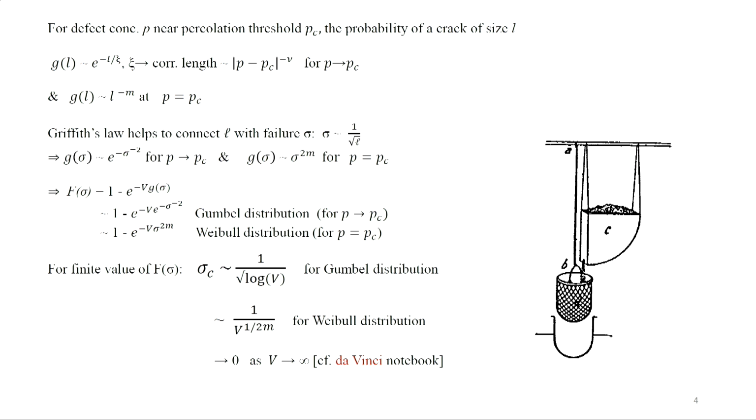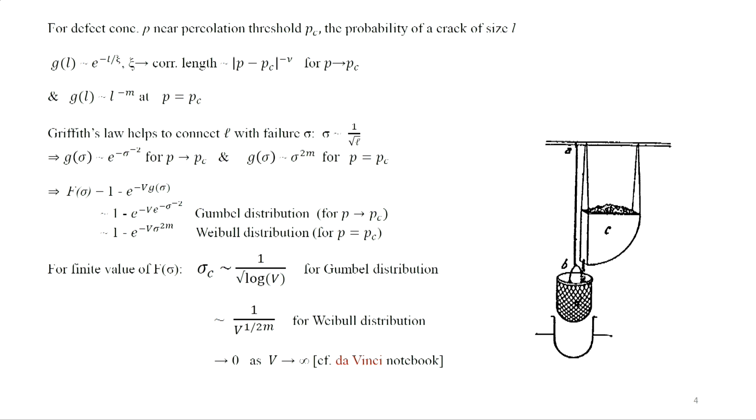So if you now replace L by Griffith's law relation that sigma is 1 upon root L, assuming linear elasticity theory, then G goes as e to the power minus sigma to the power minus 2 as p goes to Pc. And at Pc, when it is a power law, it would be like this. So F(sigma) would be either this form or this form. This is the Gumbel distribution form.